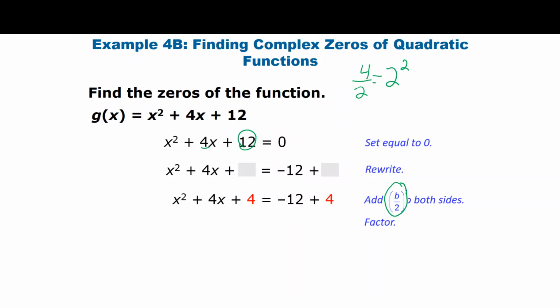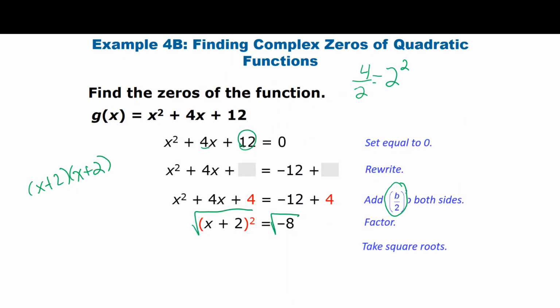So I know that this is going to be x plus 2 and x plus 2, two numbers that multiply together to get 4 and add together to get 4. All right, and so I see that. The next thing I need to do is take the square roots of both of these. All right, and when I do that, I end up with x plus 2 equals plus or minus the square root of -8.